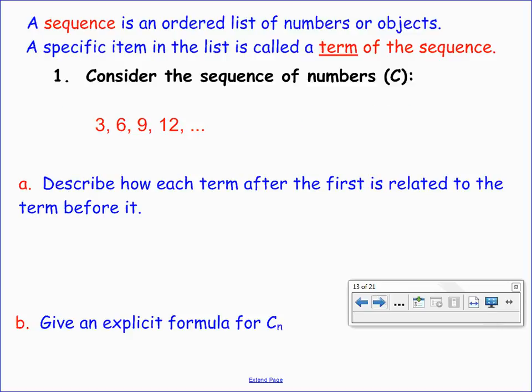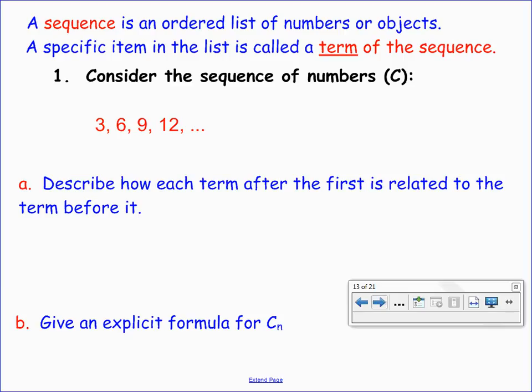A sequence is simply an ordered list of numbers or objects. Okay, and so this is a sequence: 3, 6, 9, 12. Our sequence here is simply a list of numbers or objects. And oftentimes there's a pattern that connects those objects in the list. Consider the sequence of numbers C.